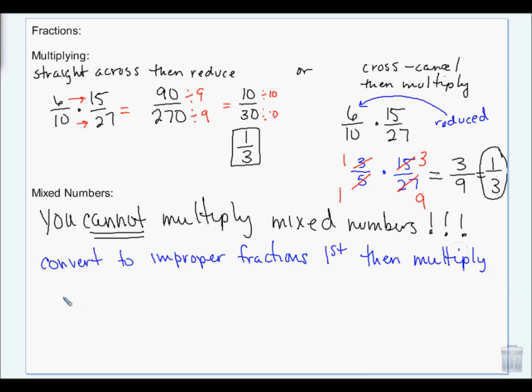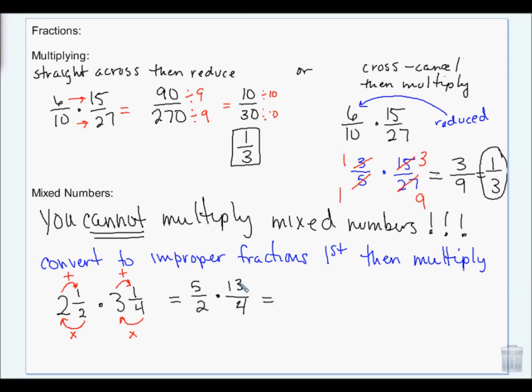Okay, so let's say I have 2 1/2 times 3 1/4. I can't multiply this. So to convert them, you multiply and add. So what I have is 2 times 2 is 4, plus 1 is 5, and the denominator stays the same. 4 times 3 is 12, plus 1 is 13, and the denominator stays the same.